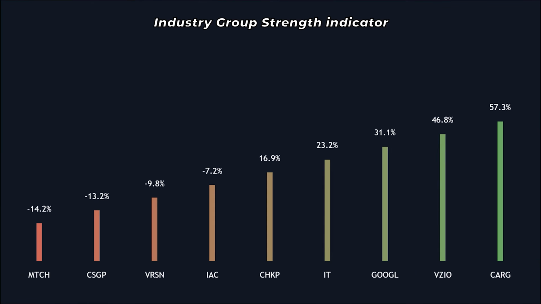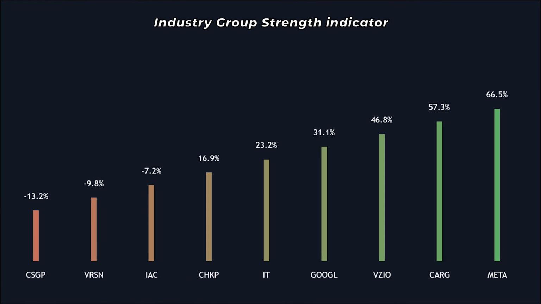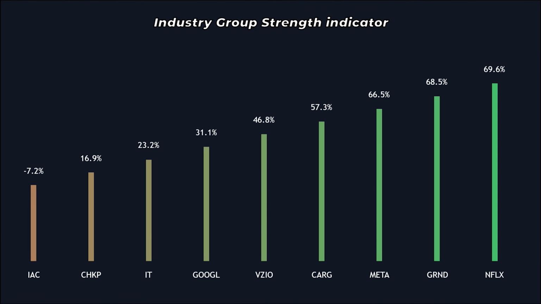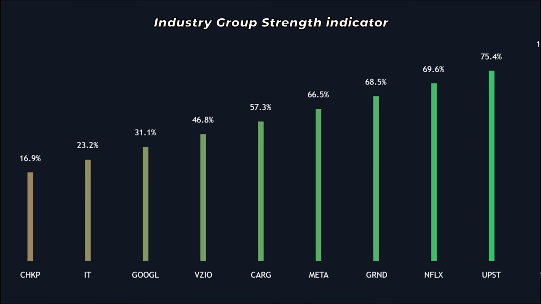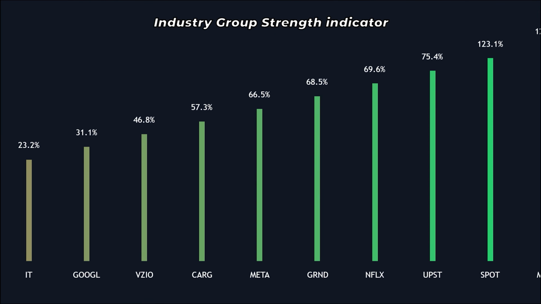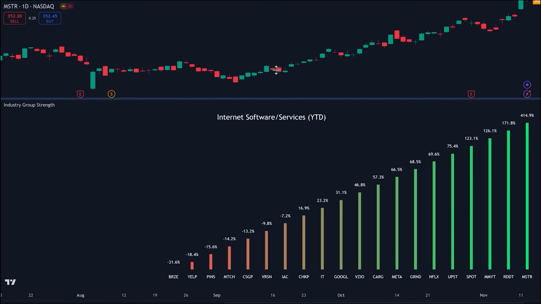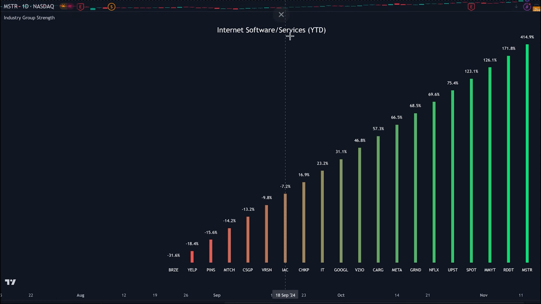This tool helps you find the best performing stocks in different industry groups. Using this indicator, you can see how well stocks are doing compared to others in the same industry, which helps you make better trading decisions. Stick around as we go through the main features, how to set it up, and some real trading examples.